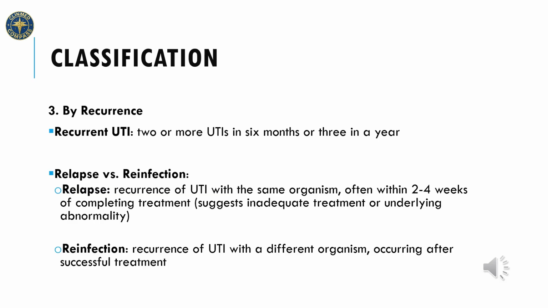UTI can also be classified based on recurrence. Recurrent UTI is the occurrence of 2 or more UTIs in 6 months or 3 UTIs in a year. Recurrence of UTI may occur in the form of relapse or reinfection. What is relapse? Relapse is the occurrence of UTI with the same organism, often within 2 to 4 weeks of completing treatment. This could suggest inadequate treatment or the presence of an underlying abnormality. Reinfection, on the other hand, is the recurrence of UTI with a different organism, occurring after successful treatment.